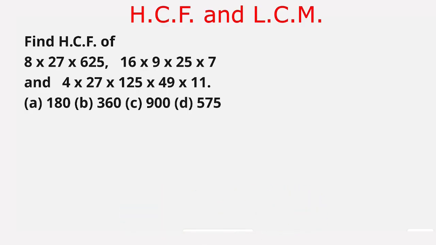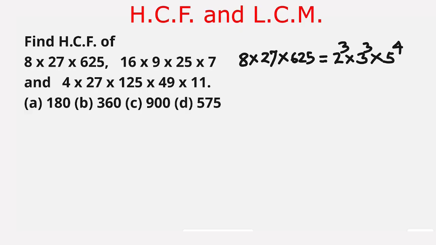Factorize the given numbers into powers of prime factors. Our first number is 8 multiplied by 27 multiplied by 625. This can be written as 8 is 2 to the power 3, 27 is 3 to the power 3, and 625 is 5 to the power 4.